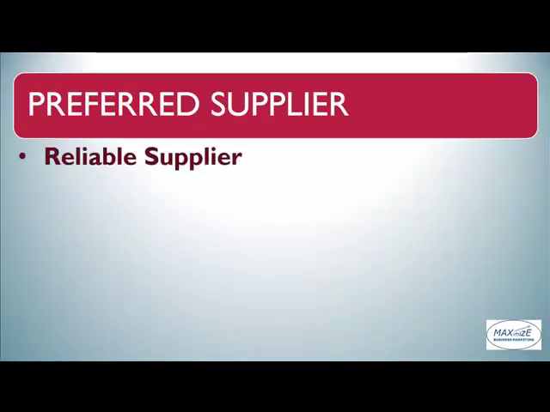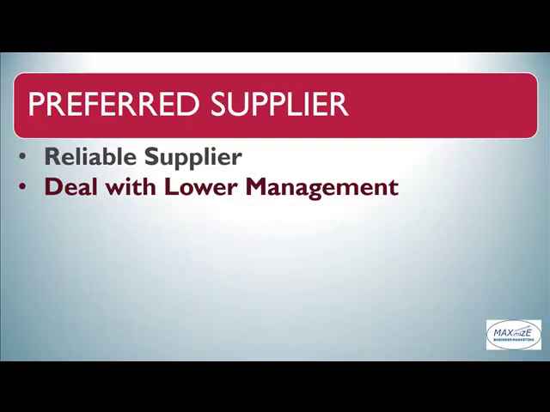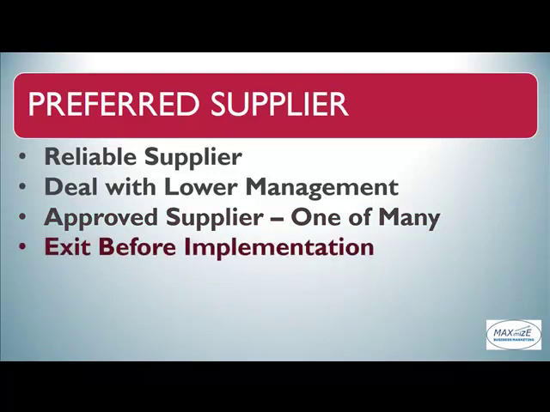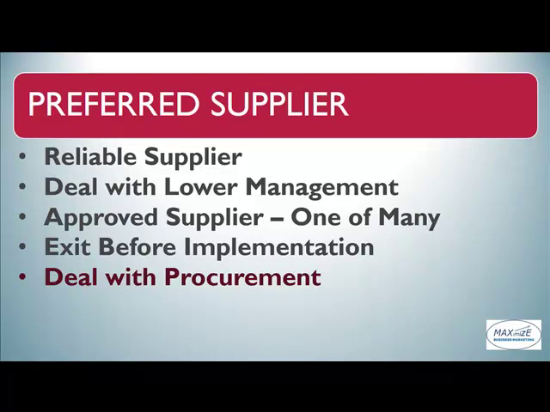Preferred supplier is the second stage, and it means you're a reliable supplier to them. You deal with lower management still, but you're still reliable. You're an approved supplier, usually one of many. Say there's 3 or 5 of you that they've approved, and to break into that is sometimes difficult. You exit before implementation, not all the time. If it's a service, you probably don't, but certainly with a product, even though you're a preferred supplier, which is a little above a vendor, it's usually still a commodity type product, and you sell it and then they implement it themselves because you've shown them how. You deal mostly with procurement, and your margins are low again.